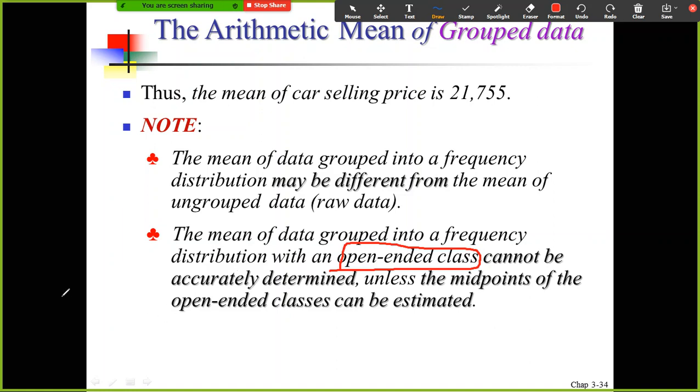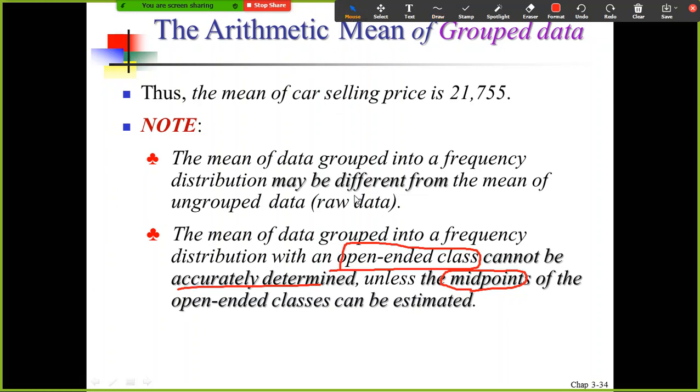However, it is a similar meaning for mean of grouped data. If we have one group that is an open class, we don't know the mean for sure because there is no limit. That's why we cannot find the mean accurately. Why? Because we cannot find the midpoint of that open class. If we cannot find it, the mean that we calculated is also not really accurate.